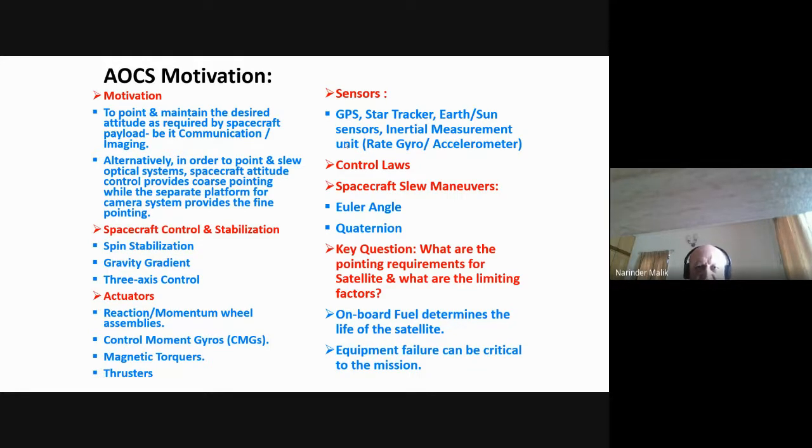Then, of course, control laws, control algorithms. Then, when it comes to spacecraft slew maneuvers, you make use of the Euler angles or quaternion. Those quaternion errors or Euler angle errors are fed to the controller. The key question is, what are the pointing requirements for satellite and what are the limiting factors? As I mentioned earlier, onboard fuel determines the life of the satellite, and equipment failure can be critical to the mission.